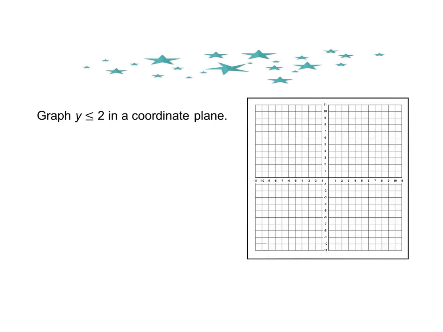So, to graph y is less than or equal to 2 in a coordinate plane, I'm going to notice it's going to be a horizontal line, where y is equal to 2. I notice this has a solid line at the bottom, so I'm going to go ahead and draw a solid line as my inequality. Now, they're telling us that the y is going to be less than -2. So from that point of the y-intercept, the graph is going to be shaded downwards. I'm going to go ahead and just shade it.